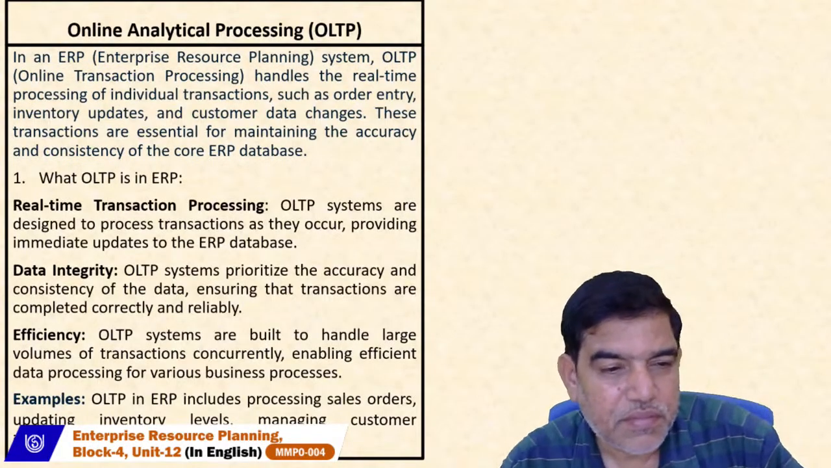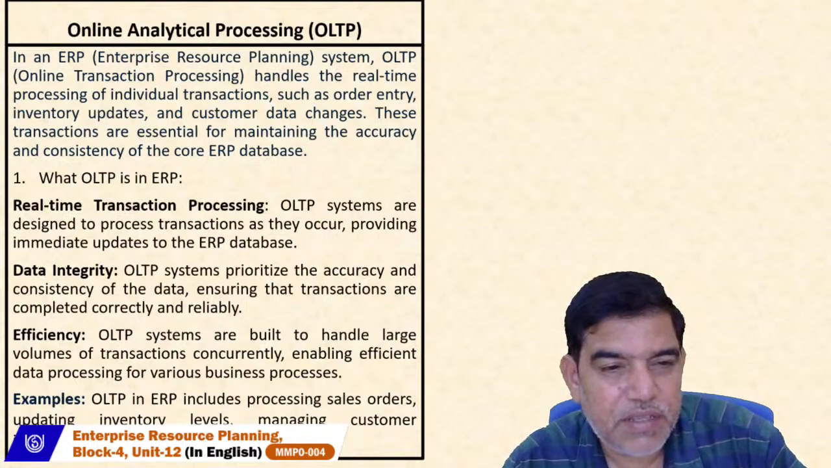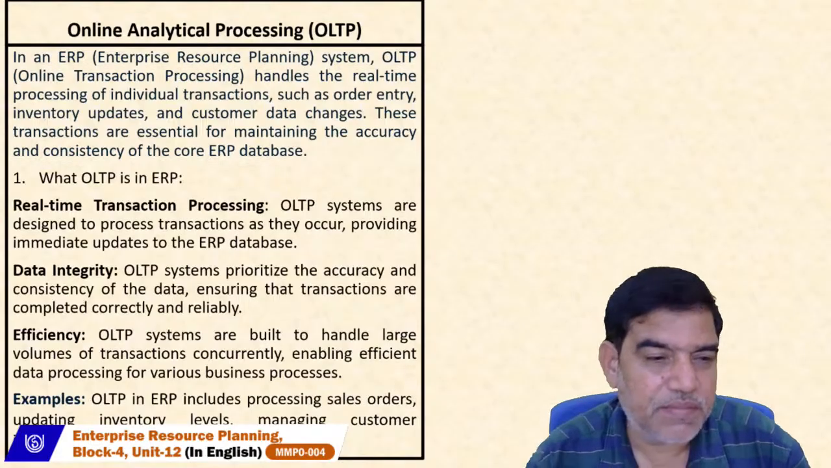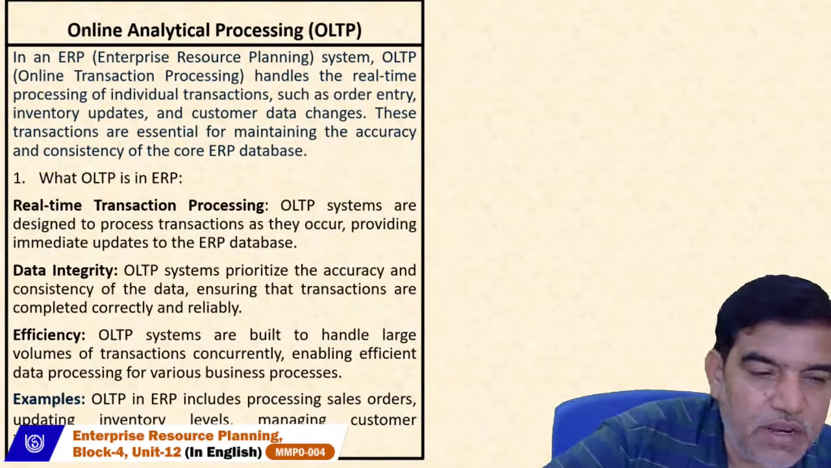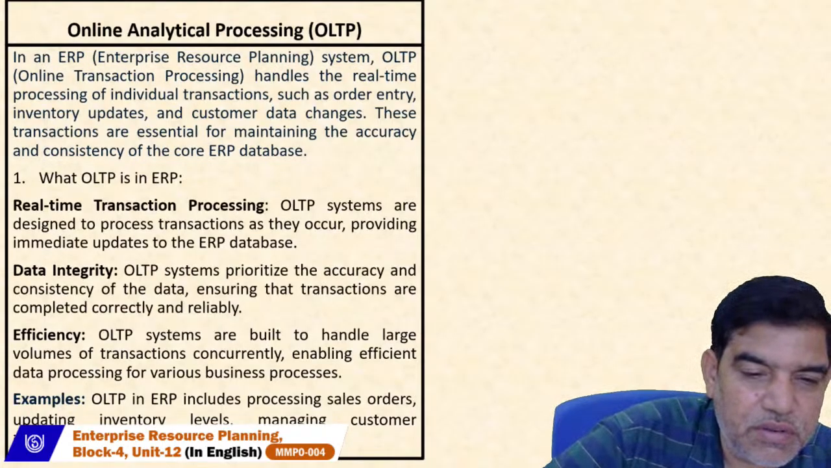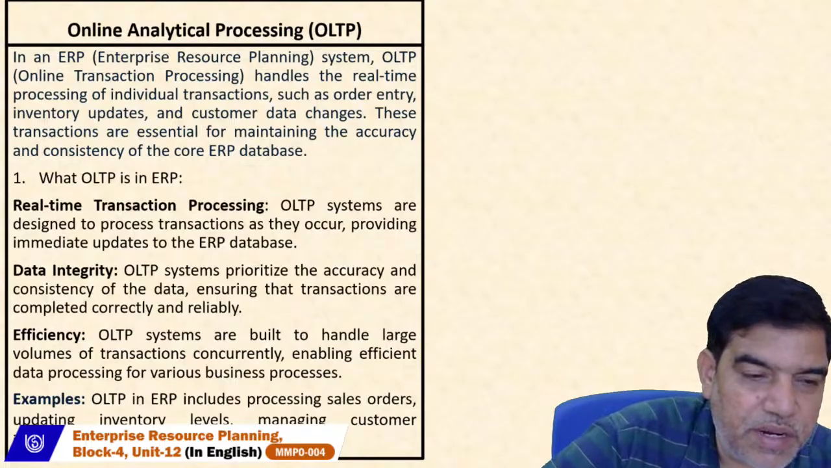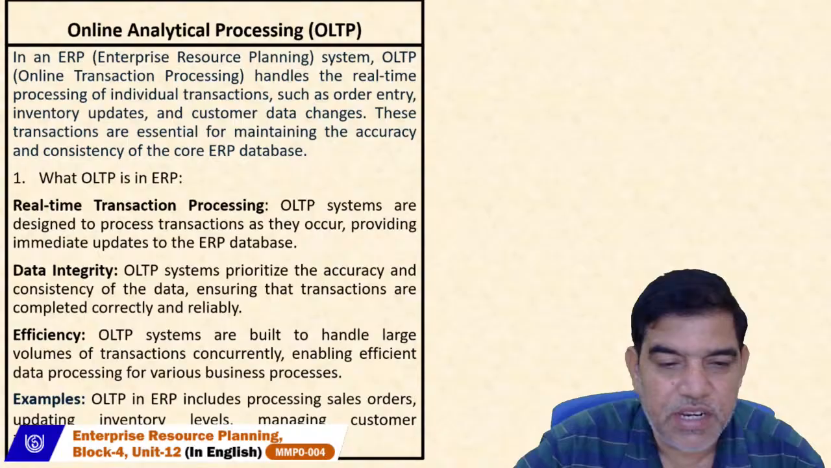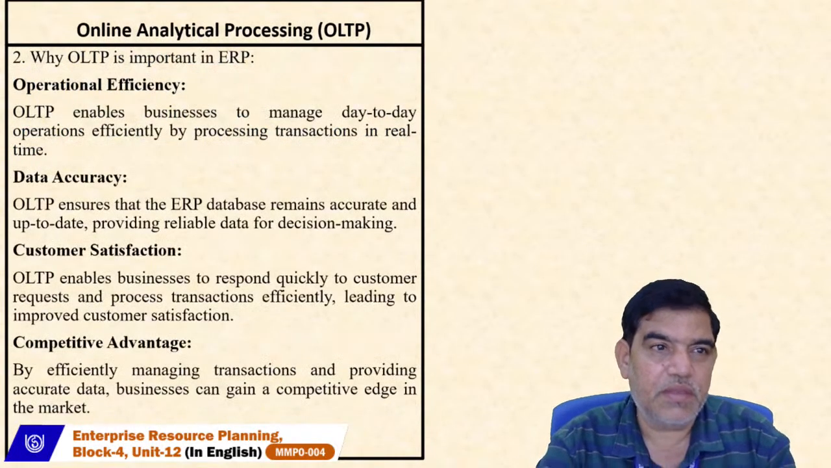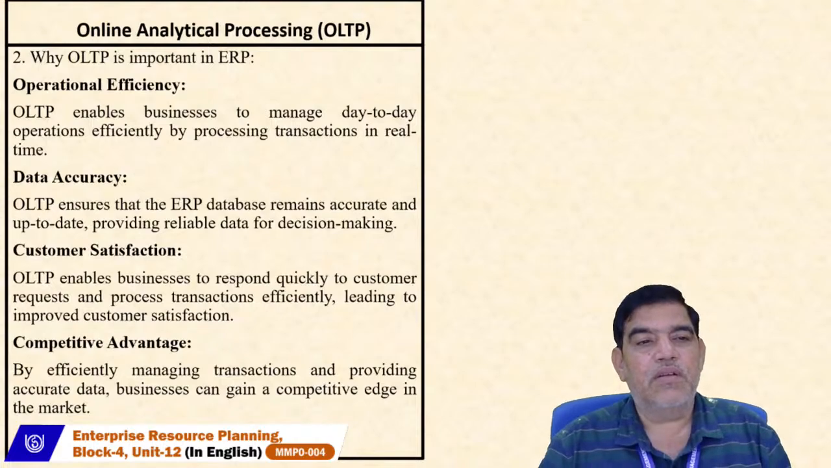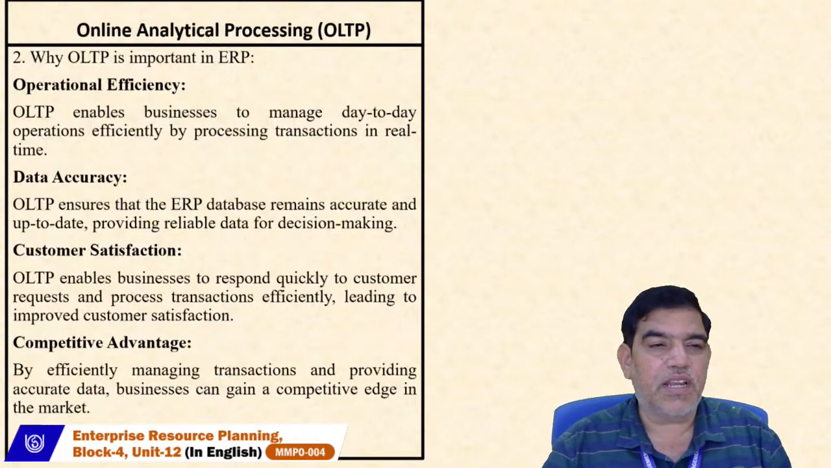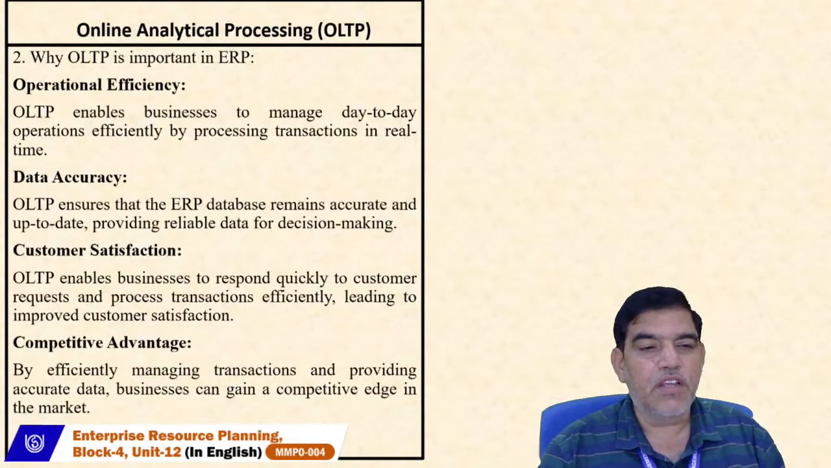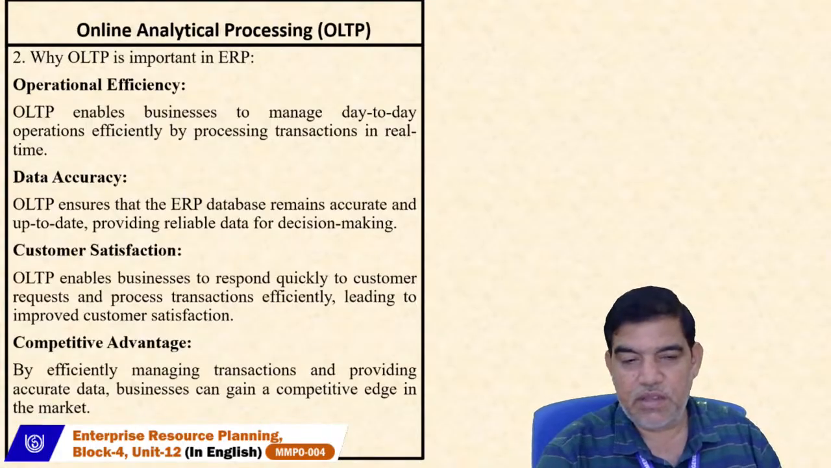And data integrity. OLTP systems prioritize the accuracy and the consistency of the data, ensuring that transactions are completed correctly and reliably. So examples of OLTP, online transaction processing in ERPs, include processing sales orders, updating inventory levels, managing customer information, and generating invoices. Then OLTP is very important in ERP because data accuracy, operational efficiency, customer satisfaction, and competitive advantages must be there.